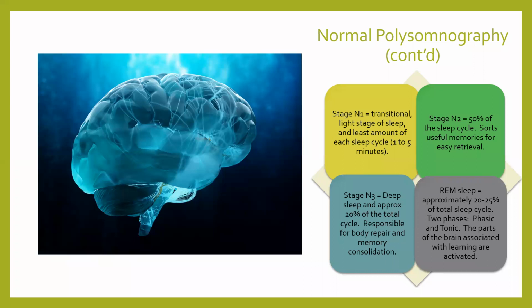Stage 2 is about 50% of our sleep cycle, and this sorts all our useful memories for easy retrievable access. It's usually where most adults will find themselves in sleep for the duration of the night. Children, of course, are in more stages of stage 3 sleep, which is deep sleep, than we are. And it's stage 3, when you look at stage 3 for adults, we're only expecting about 20% of the night.